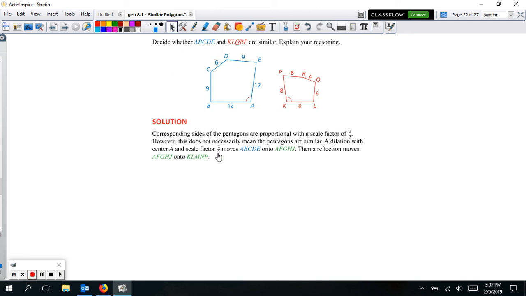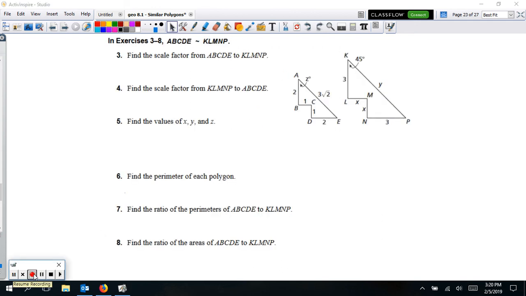A dilation with center A and scale factor of 2/3 can move this onto that one here. And then we want a reflection after that. So basically what we're going to do is put a line straight through this. We're going to shrink the blue one down to this green one, and then flip that over the reflection line and see if it really matches up with the red one. And you can tell it doesn't. So just by looking at that, we know these aren't similar. So we can't just go off of the corresponding sides all having the same scale factor.